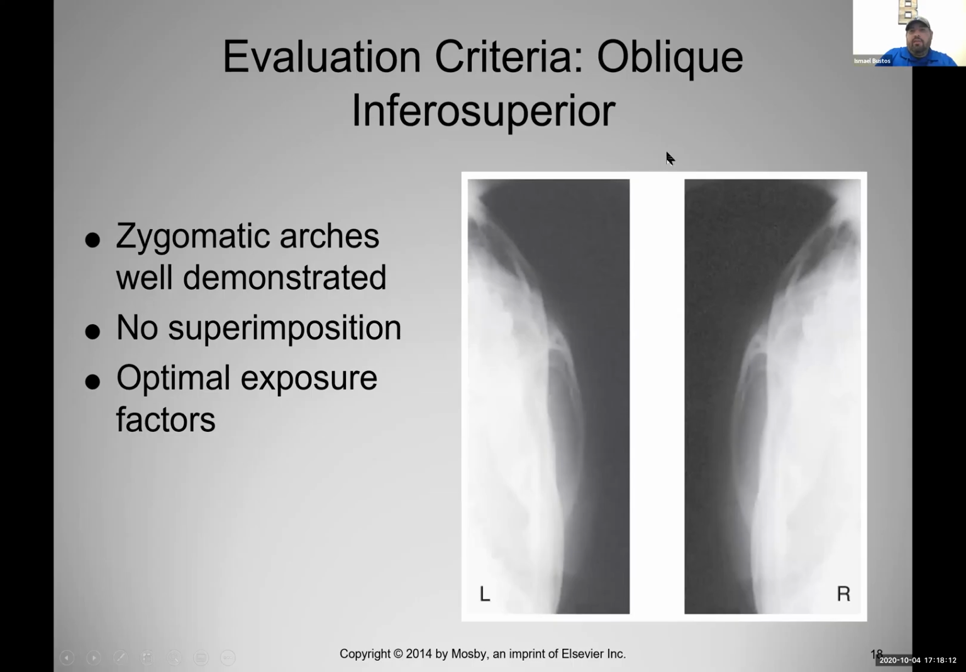All right, and that is the oblique infrasuperior. So important thing to remember, it started off as an SMV. Remember the criteria for an SMV: vertex of the skull on the image receptor, IOML parallel to the image receptor, CR perpendicular to the IOML.